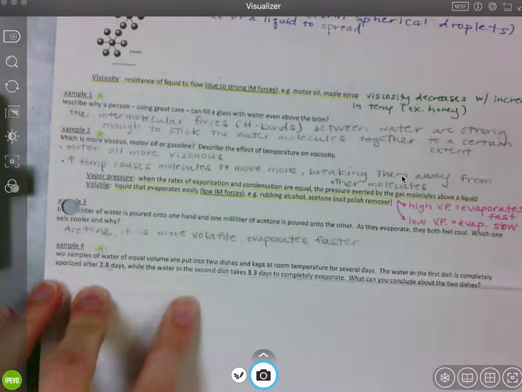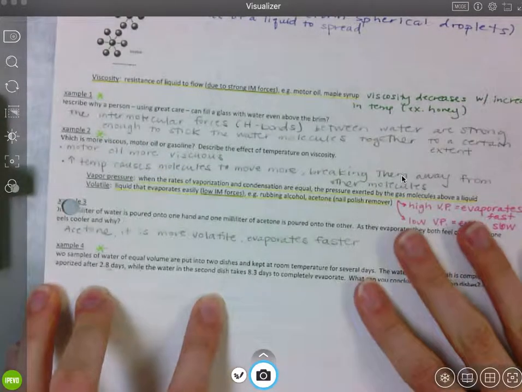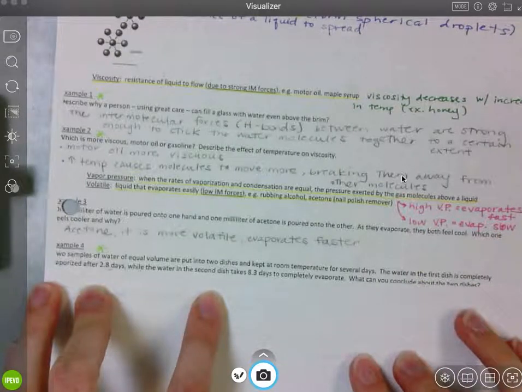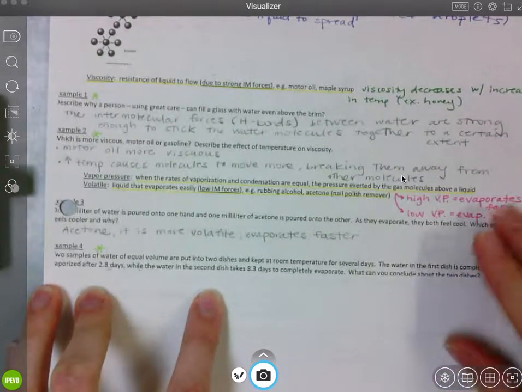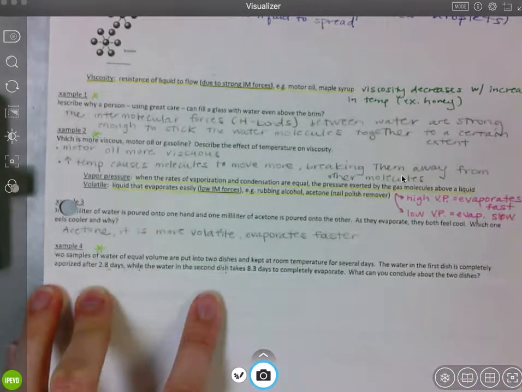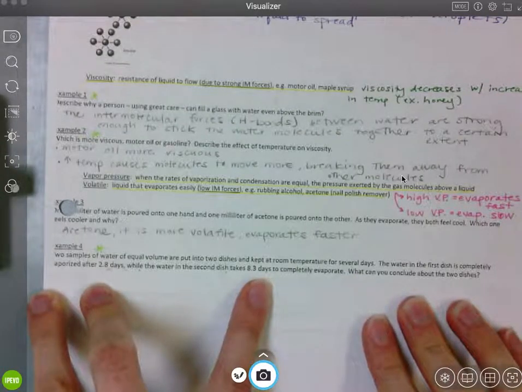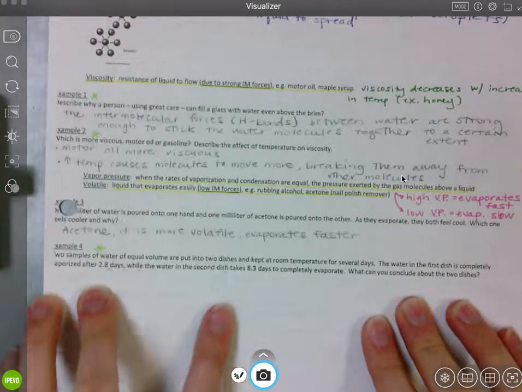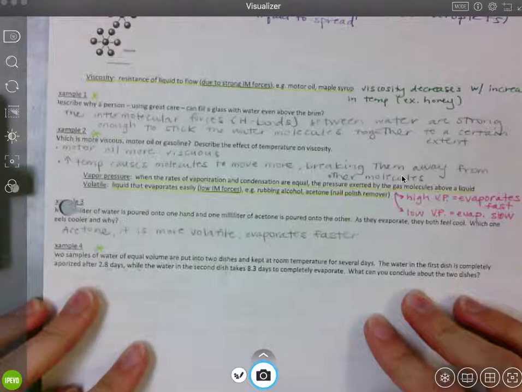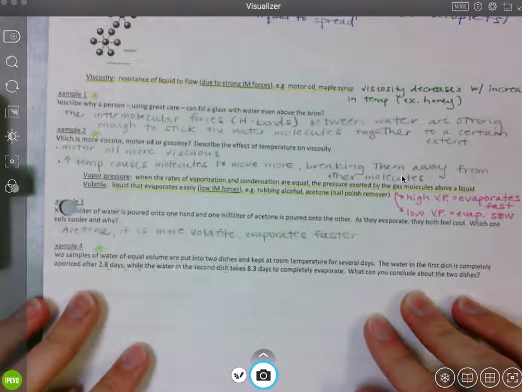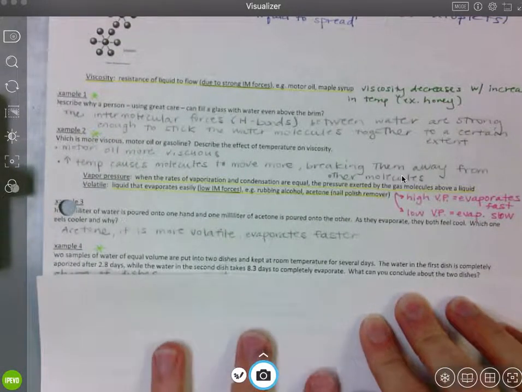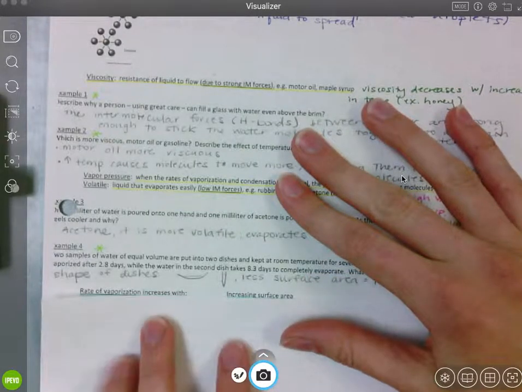Two samples of water of equal volume are put into two dishes and kept at room temperature for several days. The water in the first dish is completely vaporized after 2.8 days, while the water in the second dish takes 8.3 days to completely evaporate. What can you conclude about the two dishes? So pause the video, write an answer down, and let's see if we get the same answer. All right.